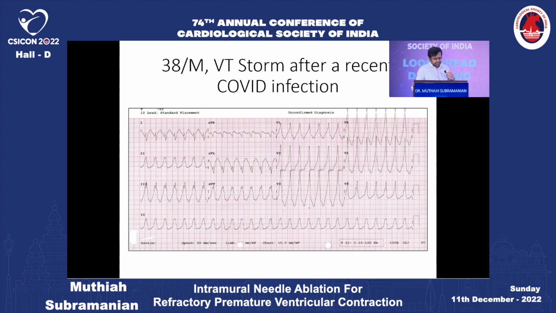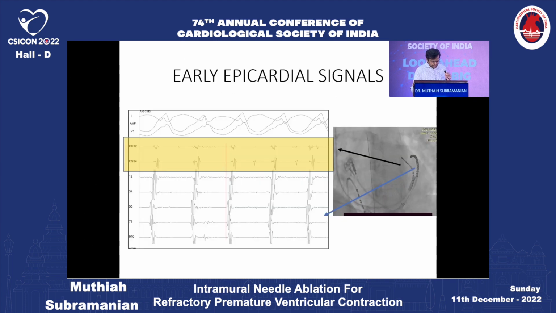A 38-year-old male had a VT storm, likely after COVID myocarditis, again showing V1 to V6 positivity and 2, 3, aVF positive. And so here the problem was slightly different. You can see your decapolar CS catheter all the way into the AIV region, showing that your distal CS is activated slightly early. But the epicardial signal through an epicardial catheter is even earlier, suggesting that the substrate is likely epicardial.